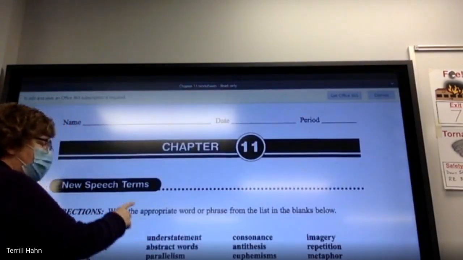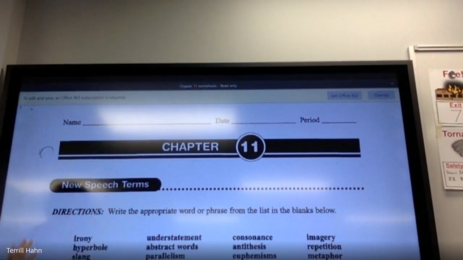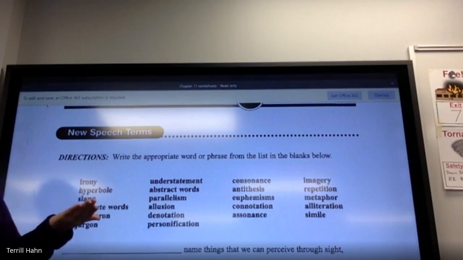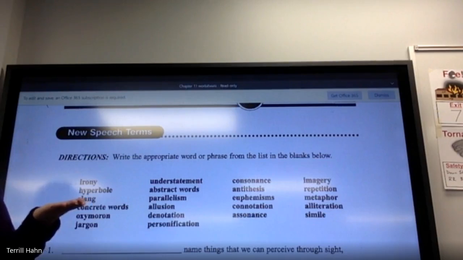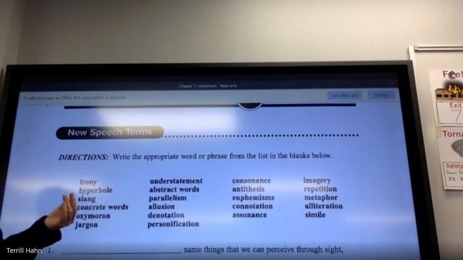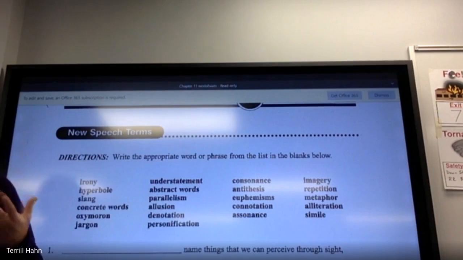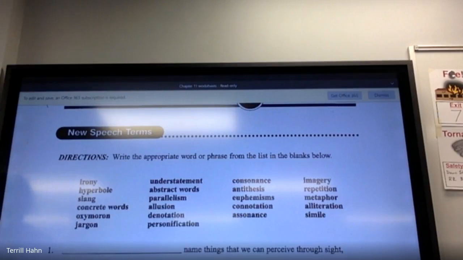All right. So yeah, you've got a list of words to choose from. Irony, hyperbole. Some of these things are terms we use in English all the time. What's irony? Well, sometimes there are ironic situations, situational irony, where it might predict what's going to happen in a story. But irony, usually we're saying one thing and meaning another, is typically how we use it.